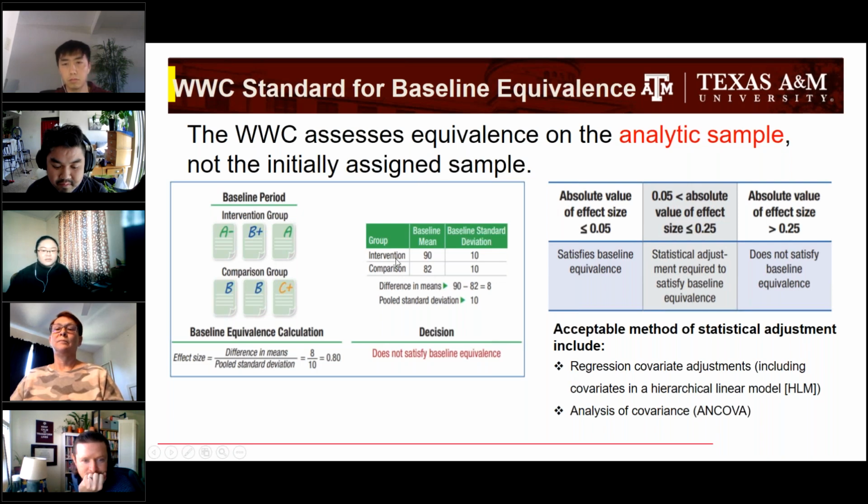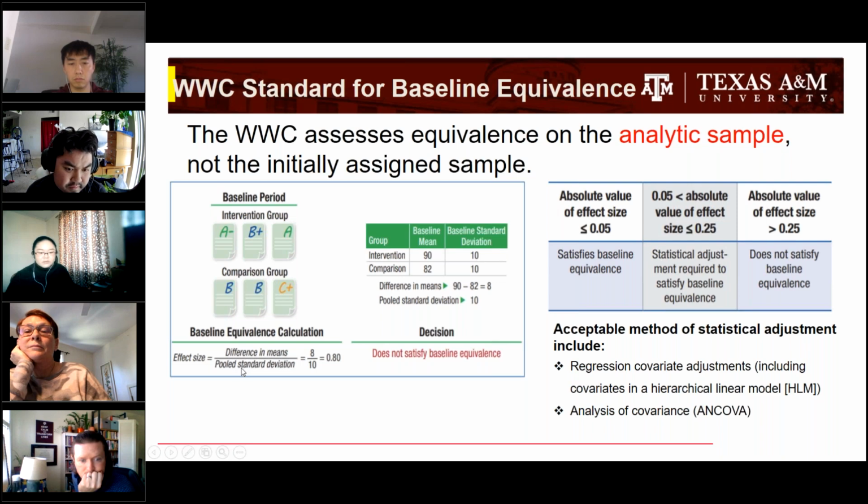So how do we calculate? For example, we have the baseline mean, the pre-test of the intervention group, as 90 points, and then we have the baseline mean of the comparison group. So you use 90 minus 82 equals 8, and then you have the standard deviation 10 here and 10 here. So probably you should have the pooled standard deviation as 10 too. So you use the difference in means divided by the pooled standard deviation, that is 0.8.